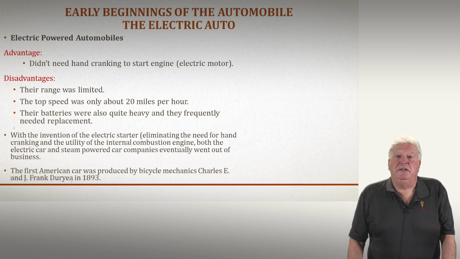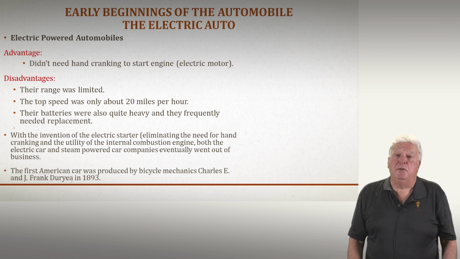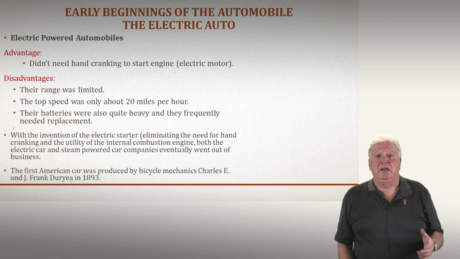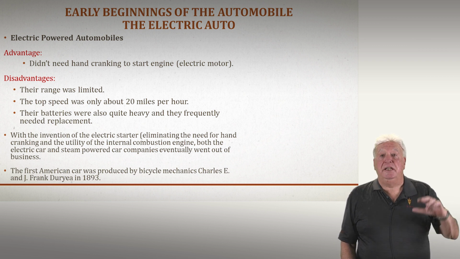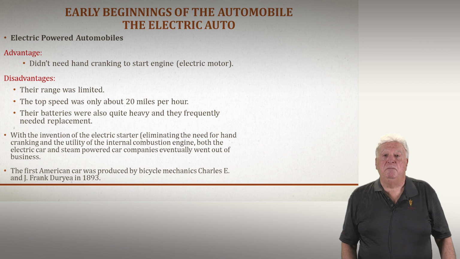The first American car was produced by bicycle mechanics Charles E. and J. Frank Duryea in 1893. Most of the early American automobile companies were assemblers rather than manufacturers. They bought motors and other parts from manufacturers and assembled them in garages, sheds, and warehouses.